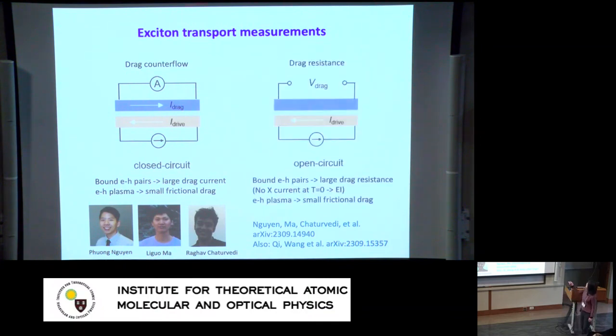So an equivalent measurement is to do open circuit. In this case, instead of measuring current, we can measure the voltage, right? So if I have bound electron-hole pair, although I try to drive in one layer, because the other layer is open, current cannot flow. So in this case, the resistance is infinity. And only if I break the electron-hole binding, then you can flow the current.